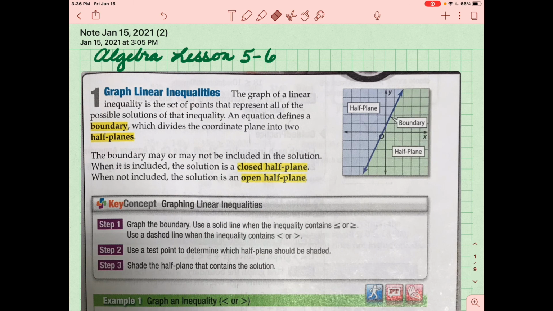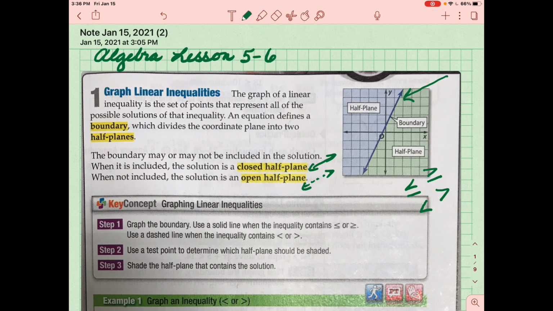There's a couple of things to consider. We are going to have a boundary, so you can see in this graph right here, there's a boundary, and that boundary line is going to either be a solid line or a dotted line. It's going to be a solid line if we have an or equals situation, and it's going to be a dotted line if we have just a less than or greater than. That's what they're talking about here when they say a closed half plane or an open half plane. They're just talking about whether or not we have a dotted line or a solid line.